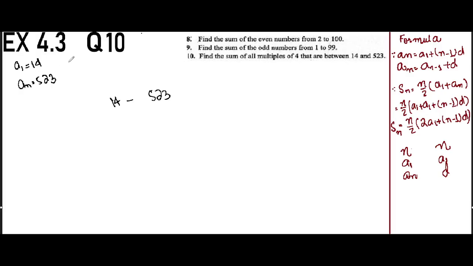So which is the closest multiple of 4? It is going to be 16. So we are going to round it off to 16. Now we have an is equal to 523. We have to find a number that is a multiple of 4, greater than 14 but less than 523, so that it comes within this range. So for that we have 520 as the closest one. So we are going to round it off to 520. a1 is 16, an is 520.